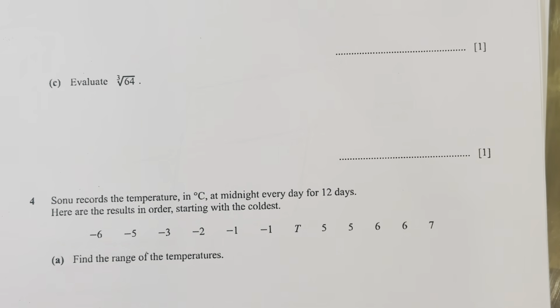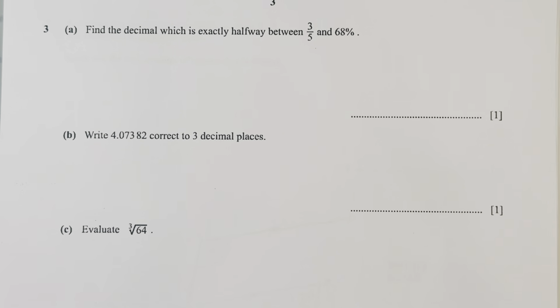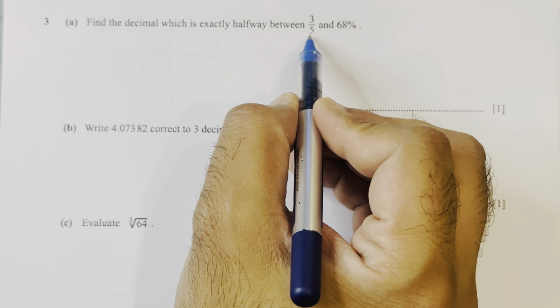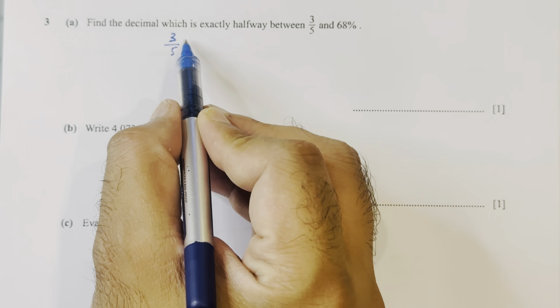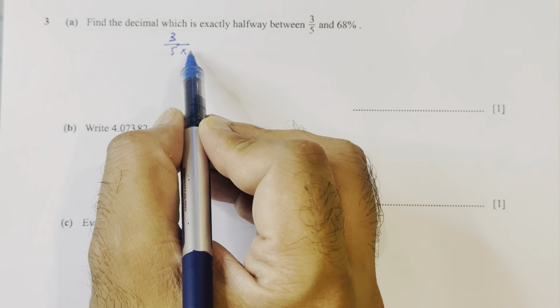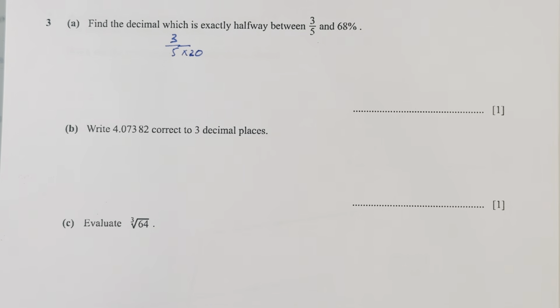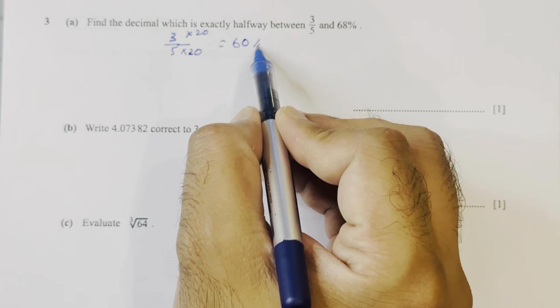Now we will move to the next question. Question number 3 is to find the decimal which is exactly halfway between 3 by 5 and 68%. So 3 by 5 is in the form of a fraction, 68 is in the form of a percentage. First we change 3 by 5 into a percentage. 3 by 5, we can multiply by 20. So this would be 60 over 100, that means 60%.